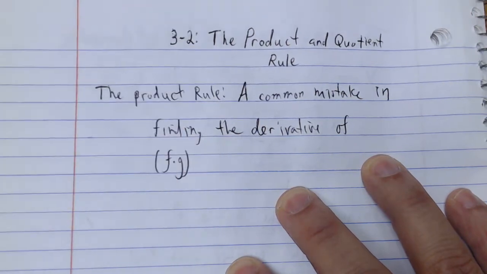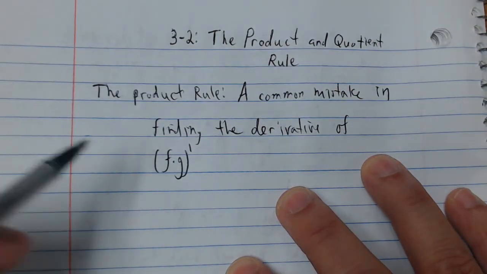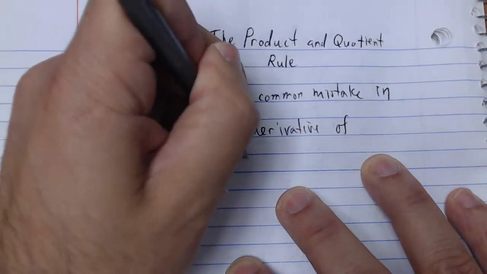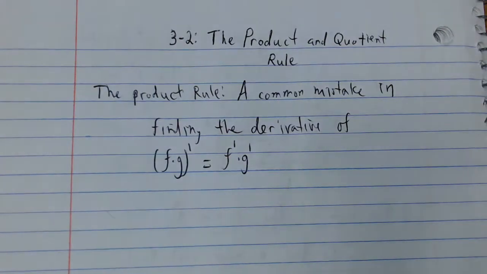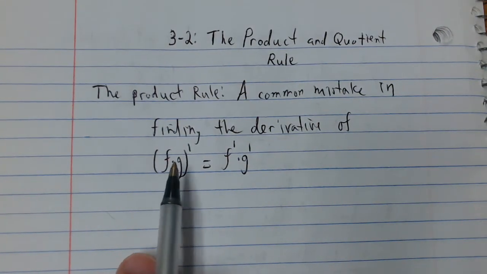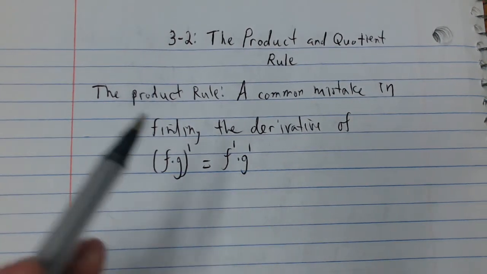So if I'm multiplying these two functions and I want to find their derivative, I'm sure you can guess by looking at this that the wrong guess is f prime times g prime. In other words, some people say, well, if I'm trying to find the derivative of f times g, can't I just find the derivative of f and the derivative of g and multiply them? And the answer to that is no.